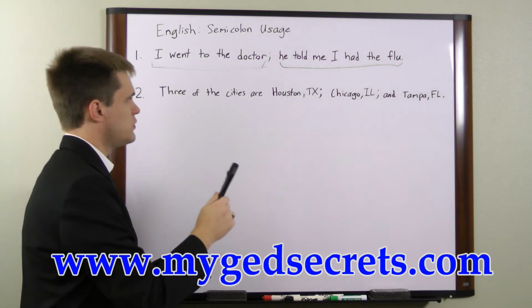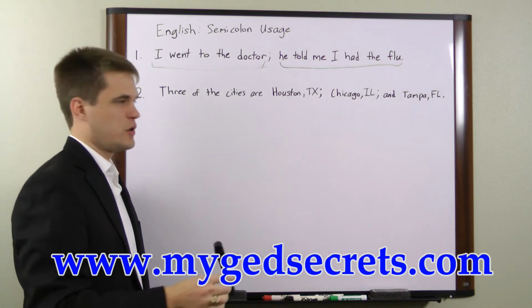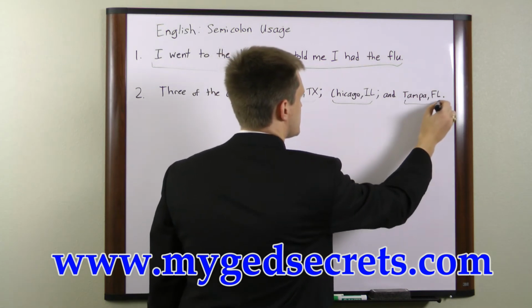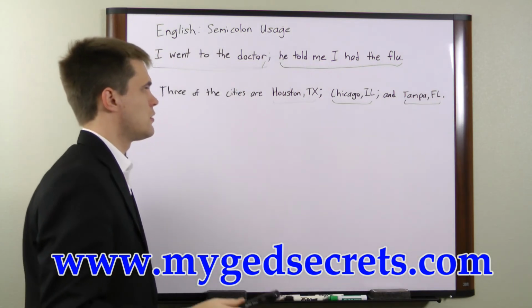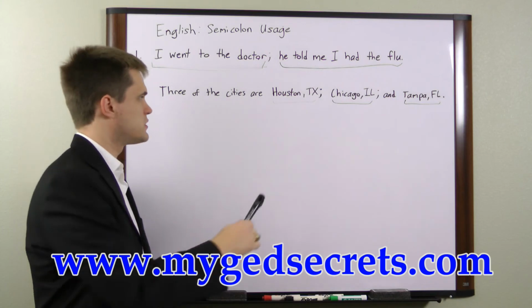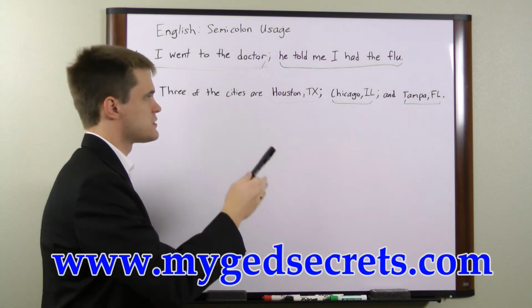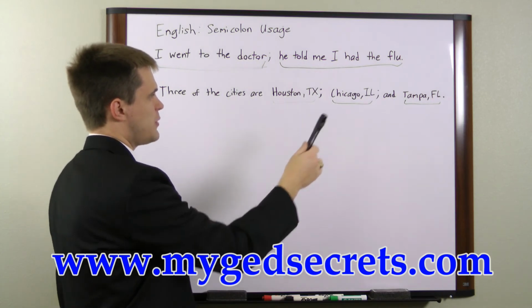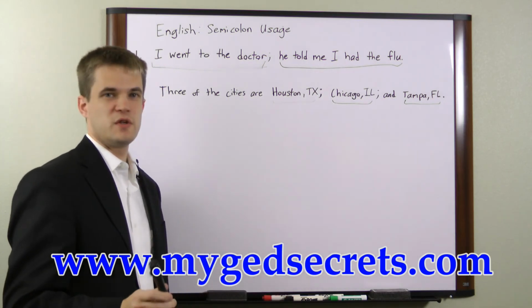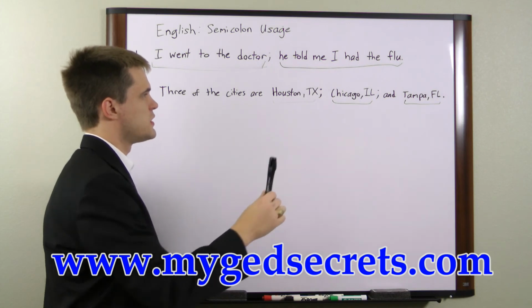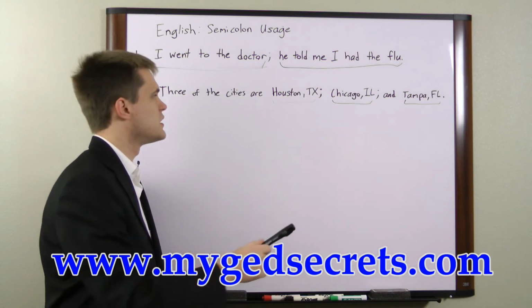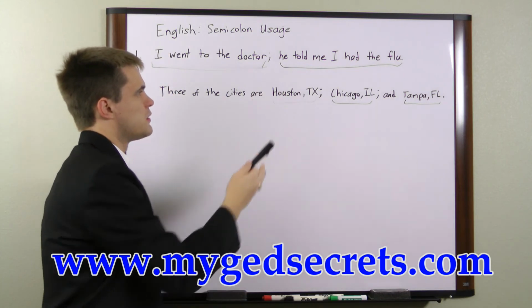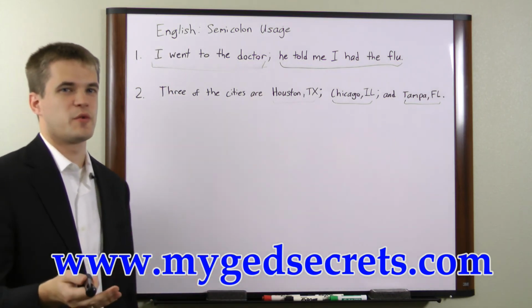The second example was items in a list. As you can see here, we've got three items, and they are city-state combinations. You'll recall the proper way to list out cities and states is city, comma, state. So each item has an internal comma. It could be confusing to try to separate them with commas, so the proper usage in this instance is to use a semicolon to separate each of them. So these are the two primary uses for semicolons in English.